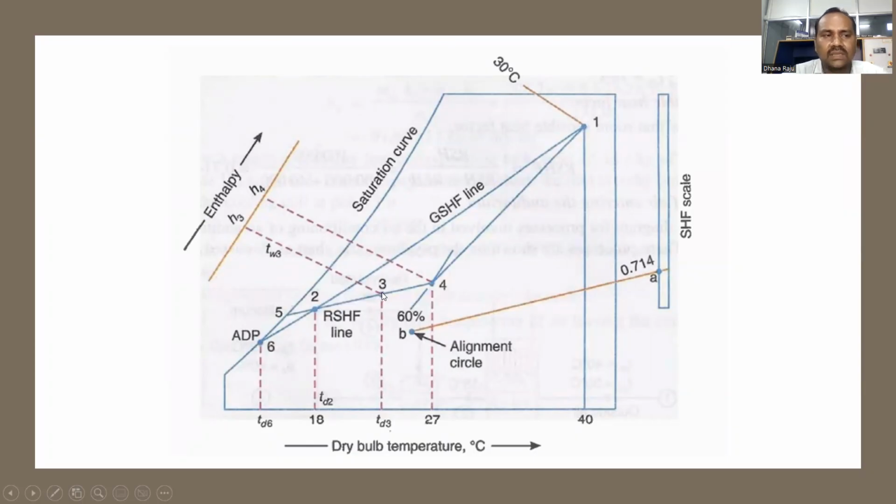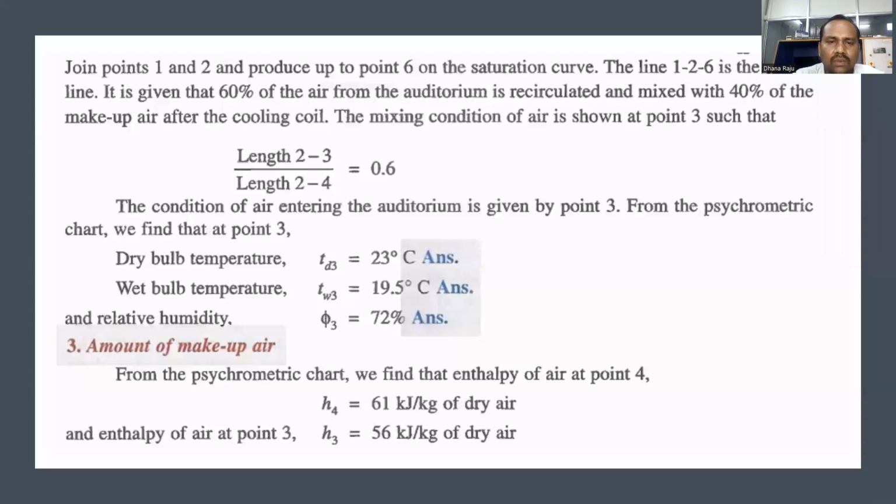Since 60% is recirculated air and 40% is makeup air, L3 by L4 is equal to the percentage recirculated by the total percentage. So 0.6 plus 0.4, it is 0.6. So L3 equals L4 multiplied by 0.6, and we will get the values at point 3 as 23, 19.5, 72% respectively.